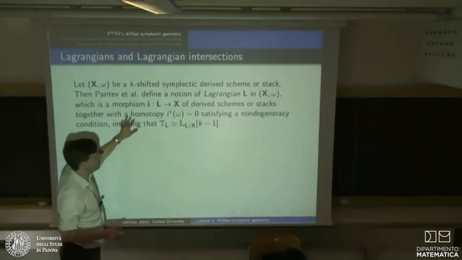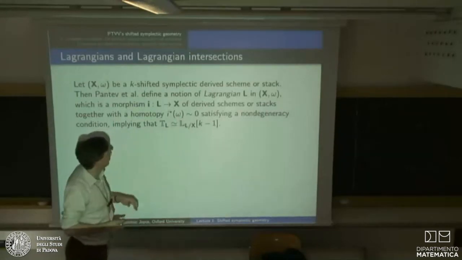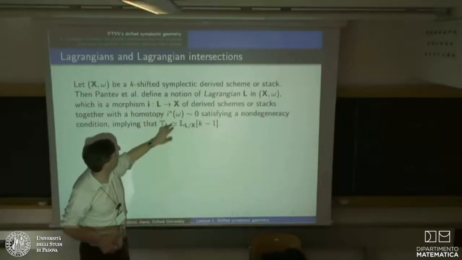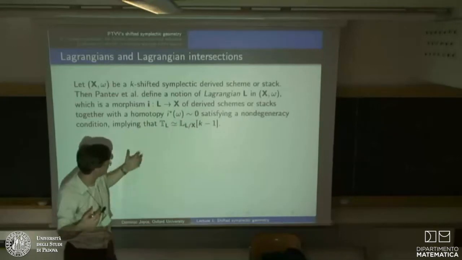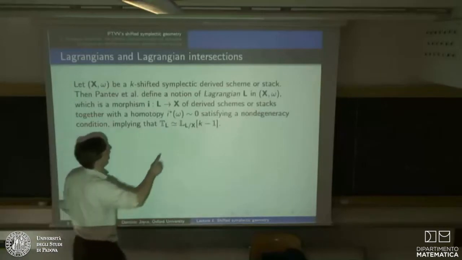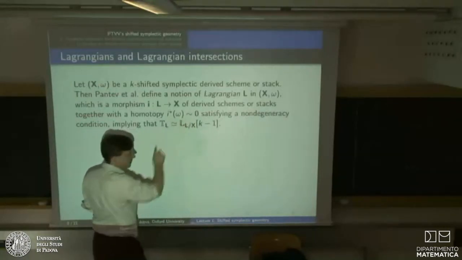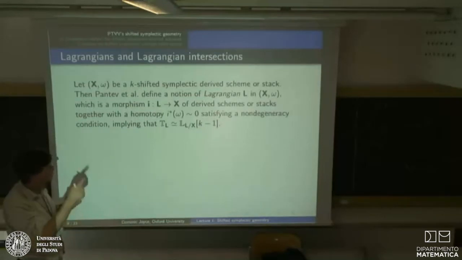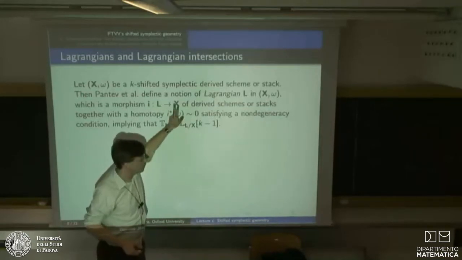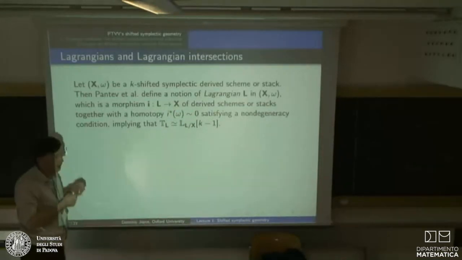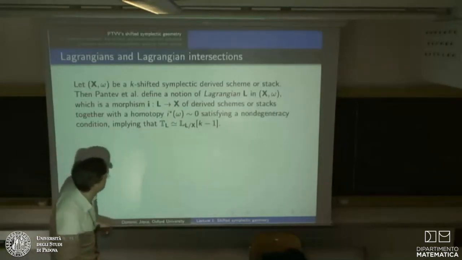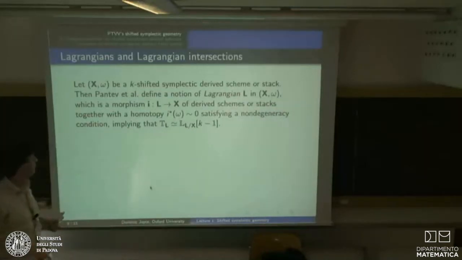And this homotopy is an important piece of data. In the classical sense, you just say a Lagrangian is something of the right dimension such that the pullback of omega is equal to zero. But in this derived context, you don't just want these two things to be equal. There's a path between them, and the choice of path matters. It could be that that's zero and that's zero, but the homotopy you choose between them is some non-trivial path, and it's the path itself that satisfies the non-degeneracy condition. And that's one of these derived geometry things.